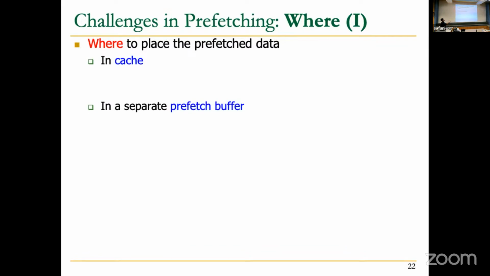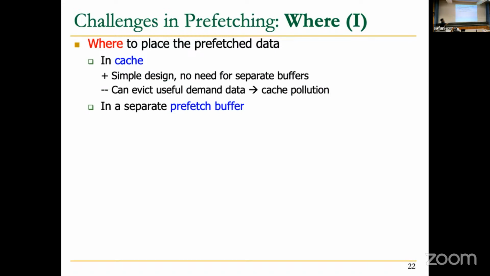And then we have the where part of the story. The where part is basically saying, where do we want to place the prefetched data? We have two options. Either we can place it in cache, or we can place it in a prefetch buffer. Both of them have their own upsides and downsides. If we place it in cache, then it's a simplistic design. You don't have to worry about any new protocols and whatnot. But the downside is that you're placing it in the cache, which is already used by the demanded data, so you might evict something that is useful. That leads to what we call cache pollution.